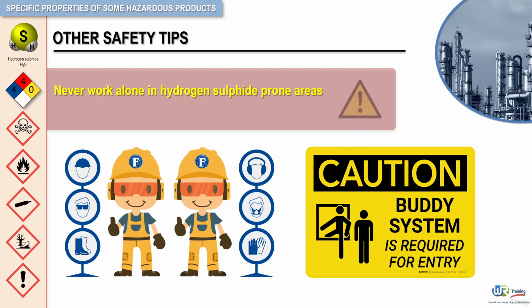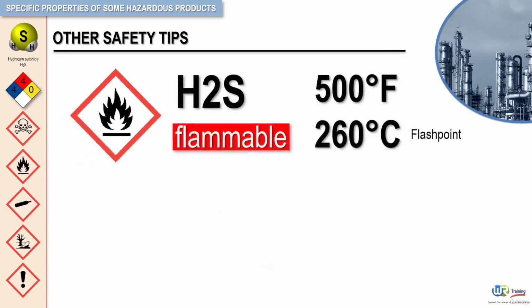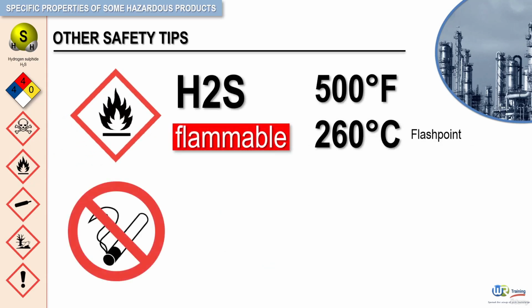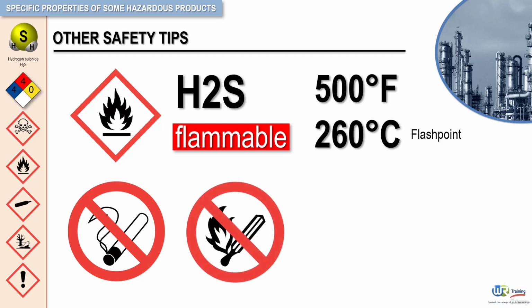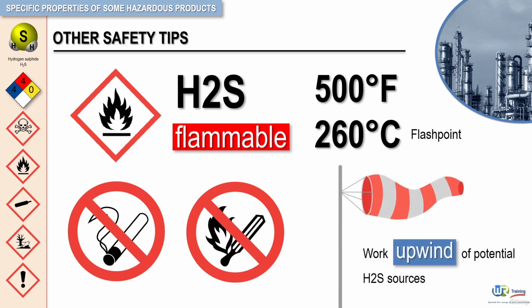As part of the buddy system, you should always know where your buddy is and be mindful of his or her safety. Keep in mind, hydrogen sulfide is flammable, with a flash point of just 500 degrees Fahrenheit or 260 degrees Celsius. So do not smoke in any hydrogen sulfide area, and do not perform any type of welding or cutting operations without first controlling the hazards and obtaining a hot work permit. In addition, maintain an awareness of wind direction and work upwind of potential hydrogen sulfide sources whenever possible.